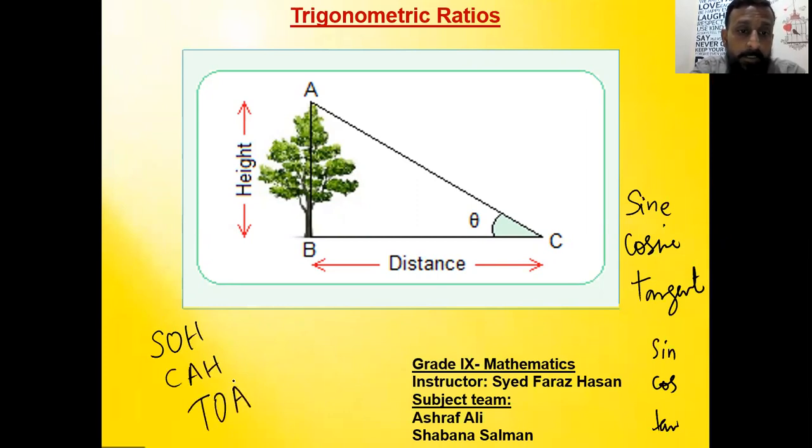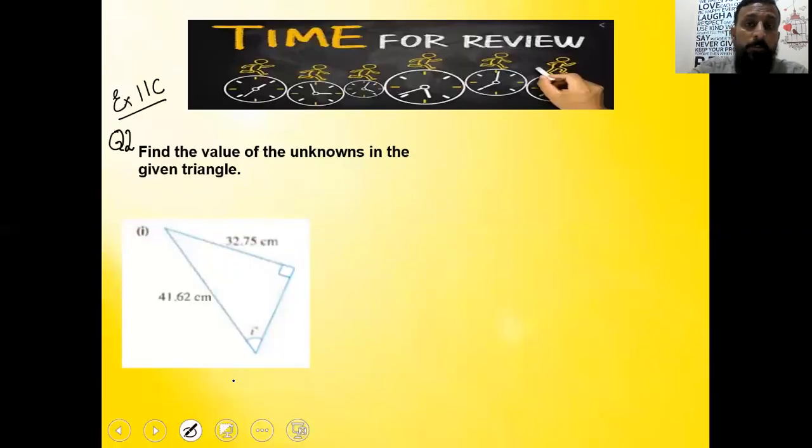So, boys and girls, these are the three magical words which are very important basics of trigonometry. If you have the concept of this so, ka, tua, you can do any questions. Before starting with our regular work, let's have a quick recap of what we have learned earlier. This is exercise 11C, question number 2. Find the value of the unknown angle in the given right angle triangle.